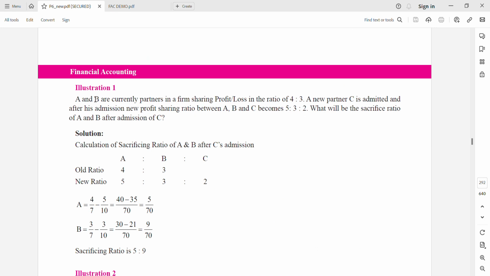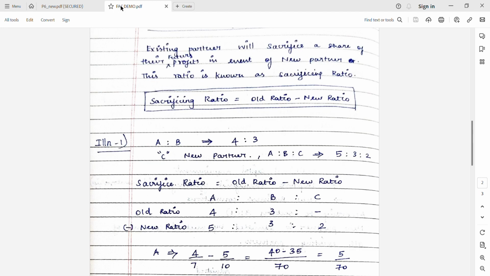So the first sum: A and B are currently partners in a firm sharing profit or loss in the ratio 4:3. A new partner C is admitted, and after his admission, the new profit sharing ratio between A, B, C becomes 5:3:2. What will be the sacrifice ratio of A and B after admission of C? As I said before, the sacrificing ratio formula is old minus new ratio.